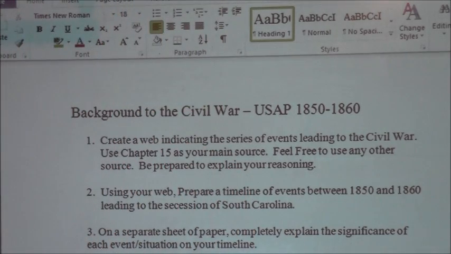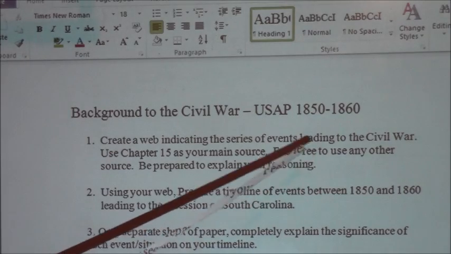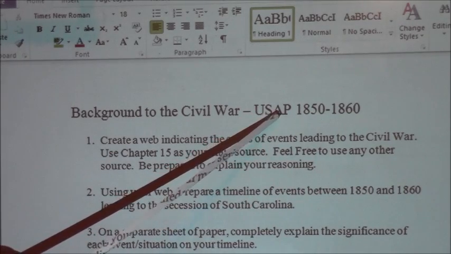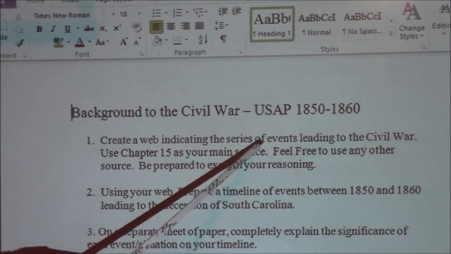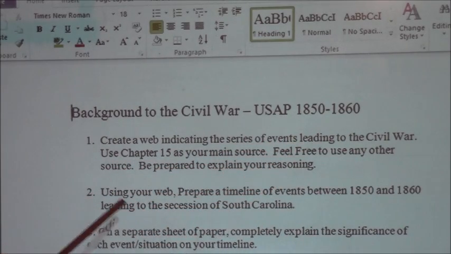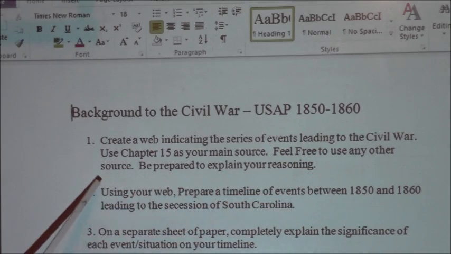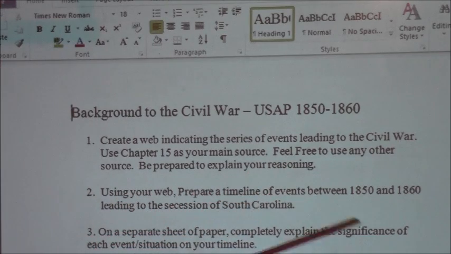Background to the Civil War, USAP, United States History Advanced Placement. You can do it for any United States history course, 1850 to 1860. Create a web indicating the series of events leading to the Civil War. I use chapter 15 in Farragher's as a place to begin. Feel free to use any other source. Be prepared to explain your reasoning. So everything in this web gets explained.